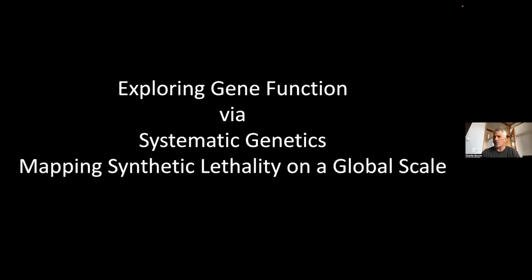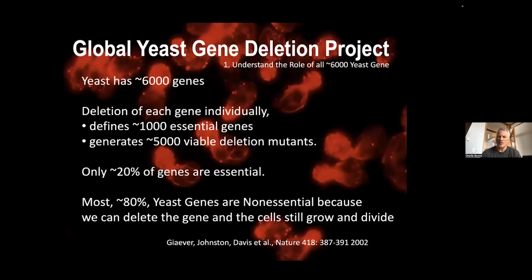So we can explore this systematically using genetics and map things on a global scale. And in yeast, you can delete each gene in a diploid format, convert the diploid to a haploid, and ask if the genes are essential. And of the 6,000 yeast genes, 5,000 of them are non-essential and could contribute to synthetic lethal combinations.